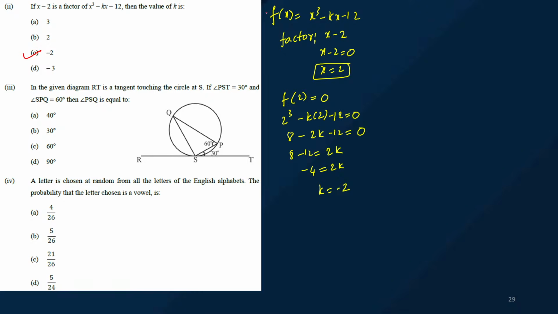Okay, this is about the second MCQ. Now see the third MCQ.